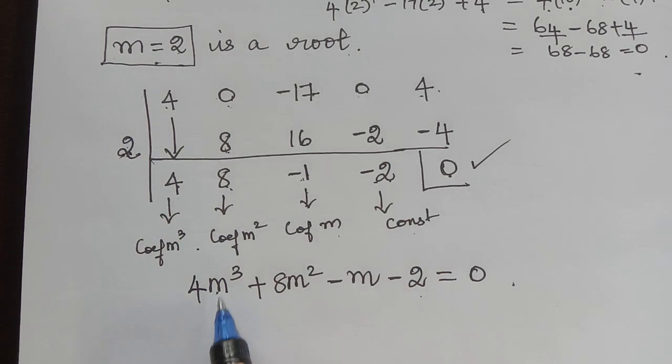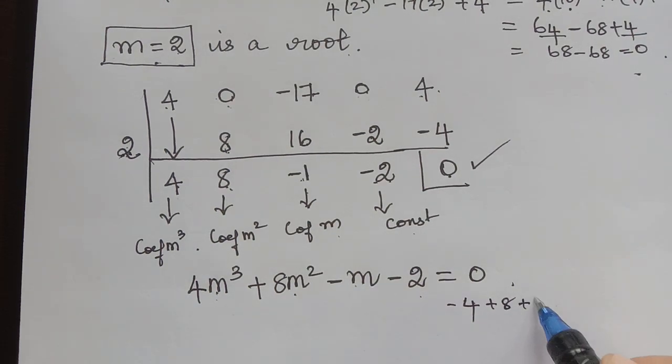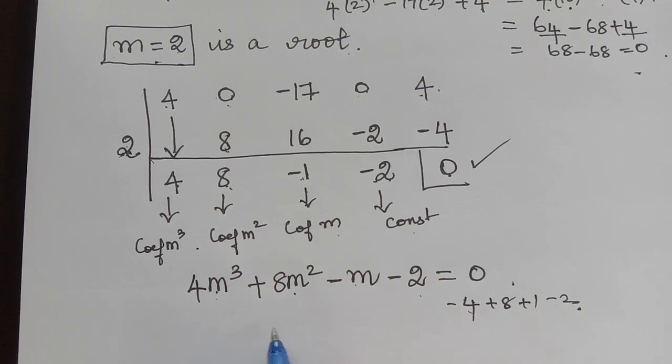So if you put minus 1 here, it will be minus 4, and then if you put minus 1, it's plus 8, plus minus into minus plus 1, minus 2, and we are not getting 0. So minus 1 is not a root. Next we have to try whether m equal to minus 2 is a root or not.